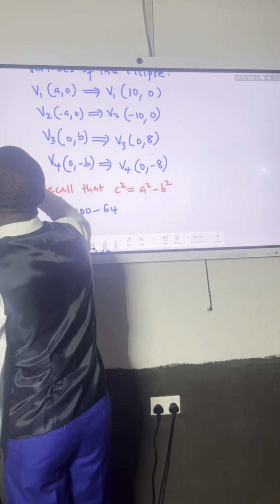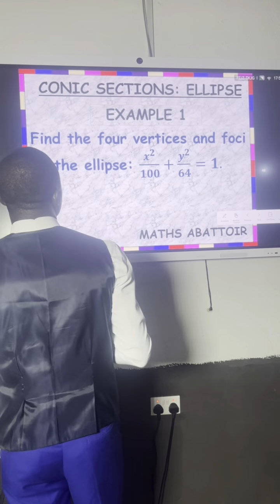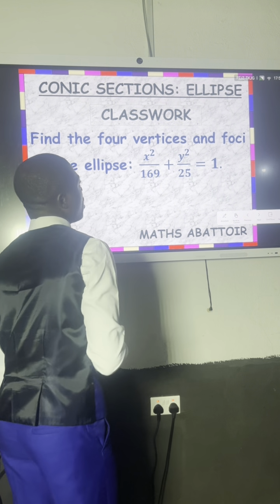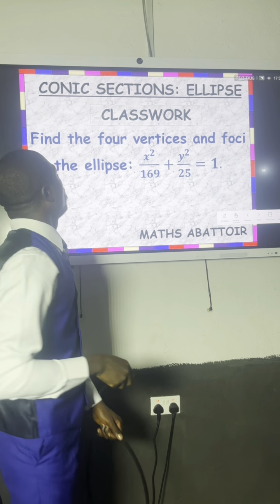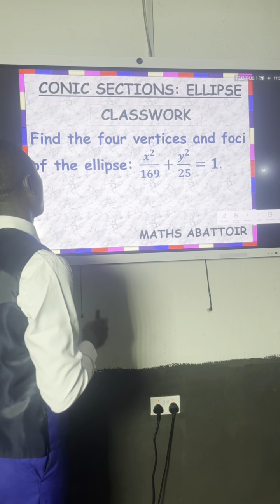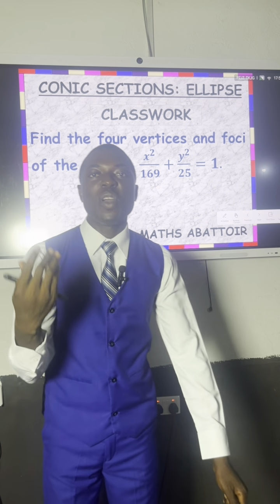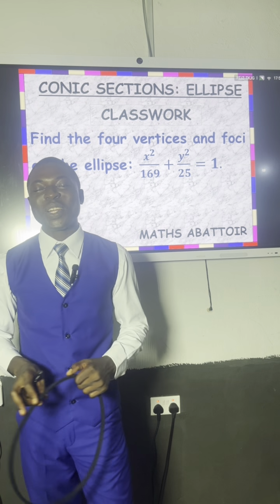Okay, let me give you something similar to this for you to try. Please, when you are done, ensure you post the answer in the comment section. So this is for you. Find the 4 vertices and foci of the ellipse. This is a description of the ellipse. When you are done, I want to see your answer in the comment section.